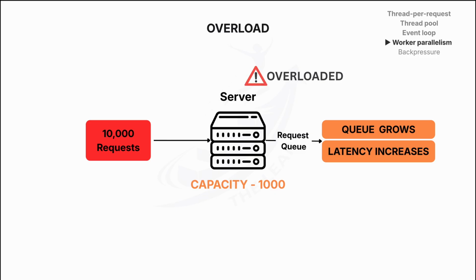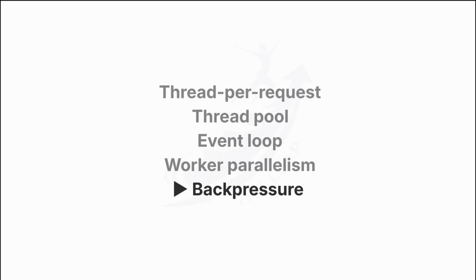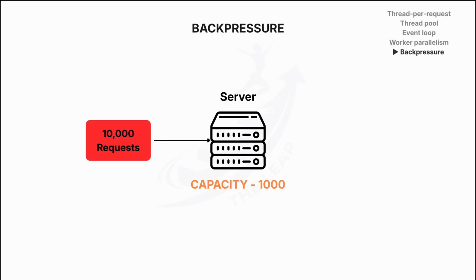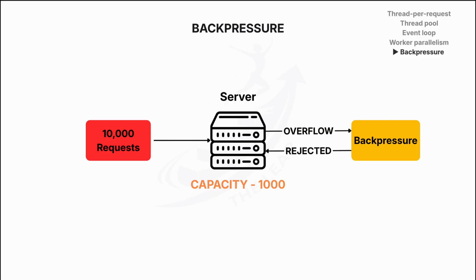This is where the idea of backpressure appears. Instead of accepting every incoming request, the system begins rejecting excess load early. If the server is already operating at capacity, it may respond with an error like HTTP 429, Too Many Requests. By refusing to process more work than it can handle, the system remains stable instead of collapsing under pressure. Backpressure is how modern systems survive extreme traffic.